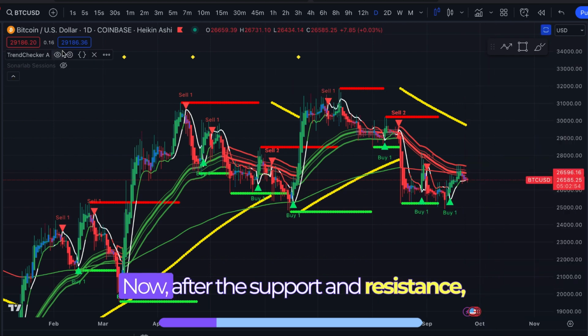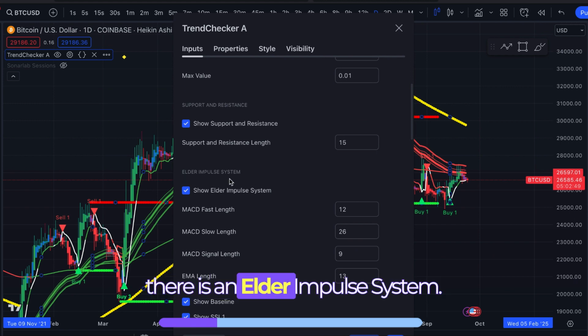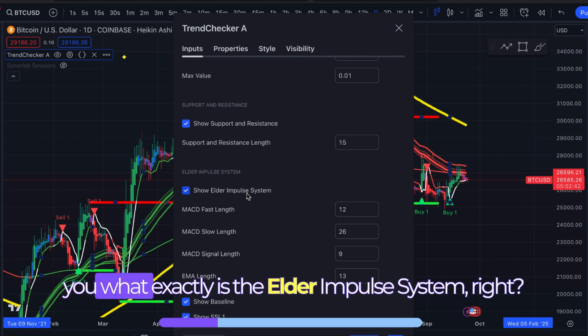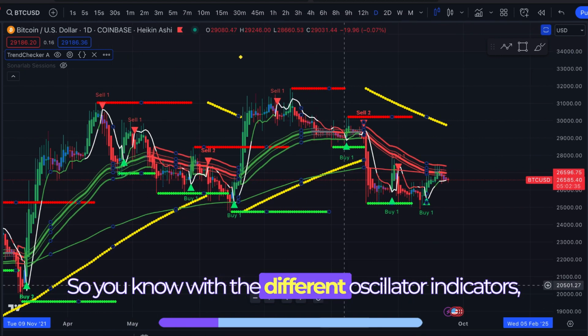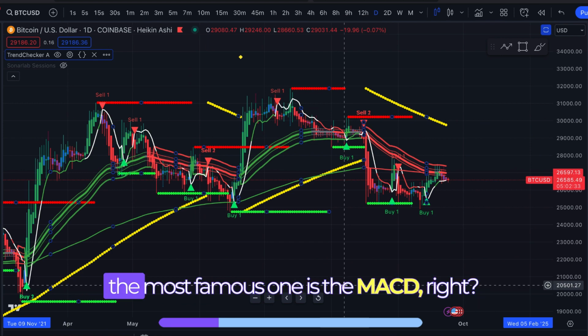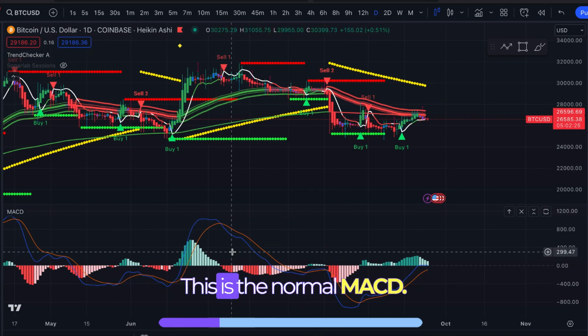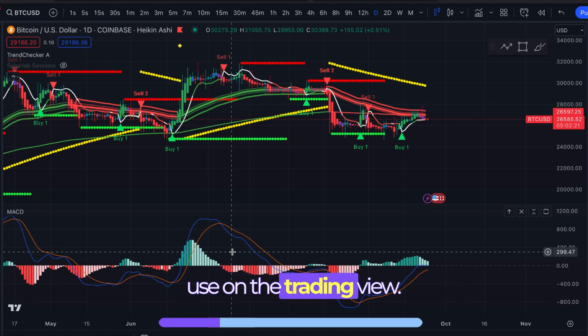Now, after the support and resistance, there is the Elder Impulse System. Let me teach you what exactly the Elder Impulse System is. Among the different oscillator indicators, the most famous one is the MACD, right? Moving Average Convergence Divergence. This is the normal MACD, the famous one that most people use on TradingView.